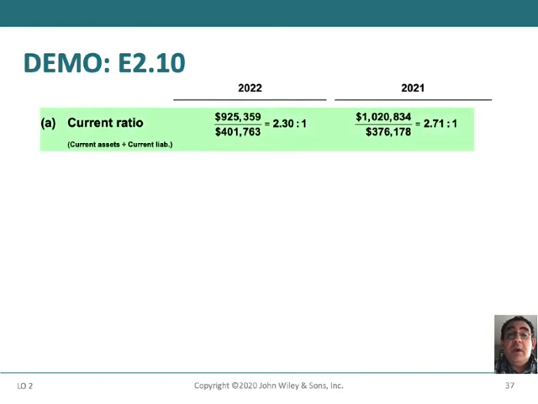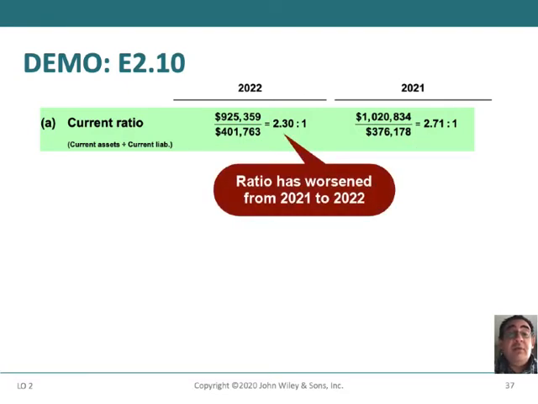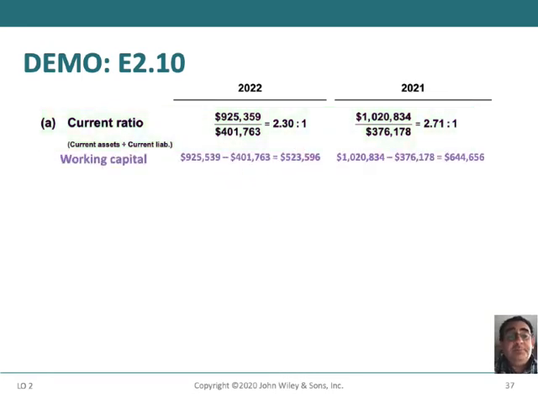For 2021, the current ratio is calculated as 1,020,834 in current assets divided by 376,178 in current liabilities, giving a 2.7 to 1 ratio. Again, still very good. And when comparing one year to the other now, we see that despite very high current ratios, the current ratio actually went down from 2021 to 2022. So it was from 2.71 down to 2.3. The company's still performing strong, but not as strong as the previous year.